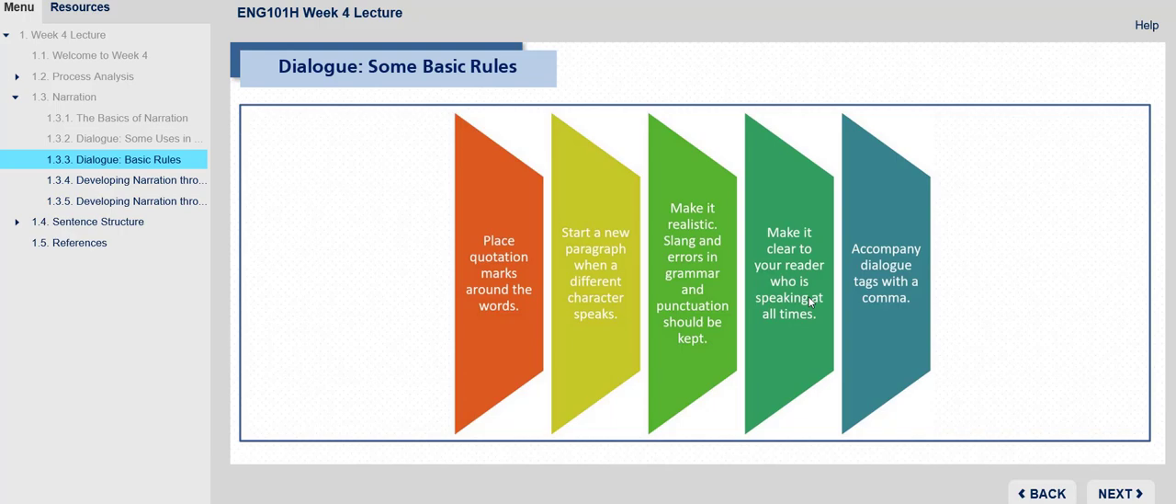You can make it clear to your reader who is speaking at all times. And then accompany dialogue tags with a comma. A dialogue tag is if I say something like, John says, that's a dialogue tag, and then a comma. John says, quotation mark, this is a boring lecture, and then period. Period first, then the quotation mark. Then the next person goes, and then Jane says, that sure is a boring lecture. You are so right. Anyway, that's the idea.